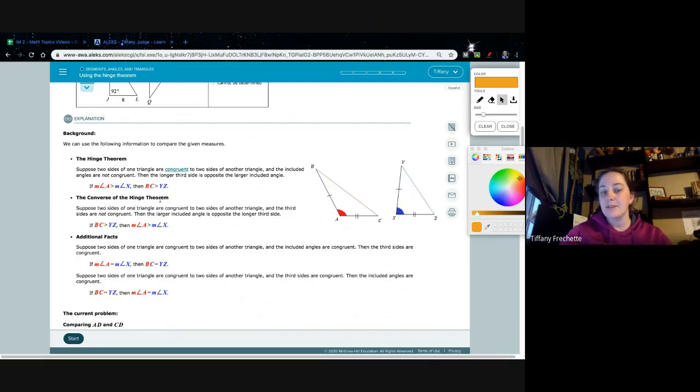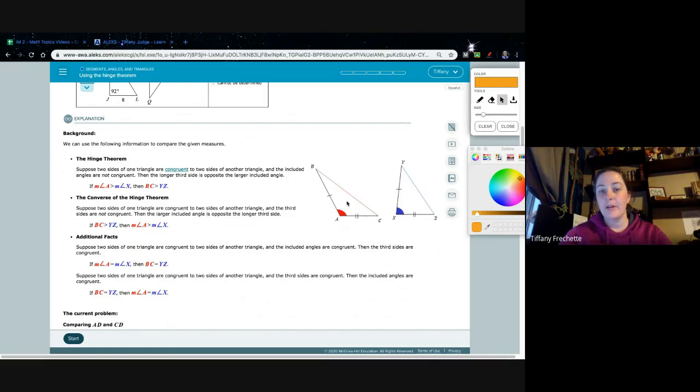And the opposite is also true. So suppose the 2 sides of a triangle are congruent to 2 sides of another triangle, and the third sides are not congruent. So now we're talking about the third side. So now we're talking about BC, the red line, and YZ, the blue line. So now if we have that situation, we don't know the angles, but we know the sides. So we still have congruent to congruent, congruent to congruent, but the third sides are not congruent. So then the larger included angle is opposite the larger side.